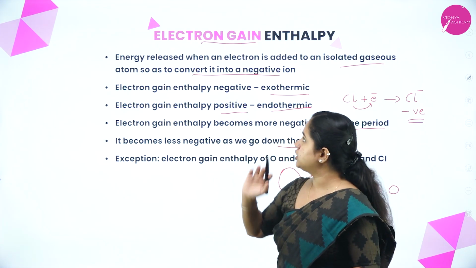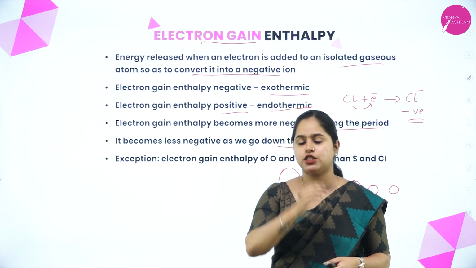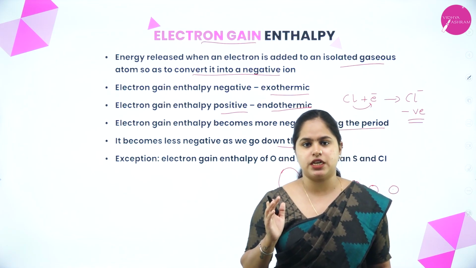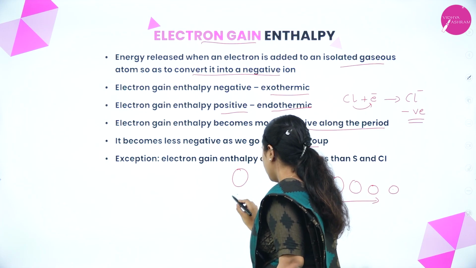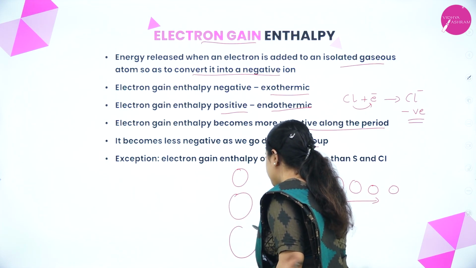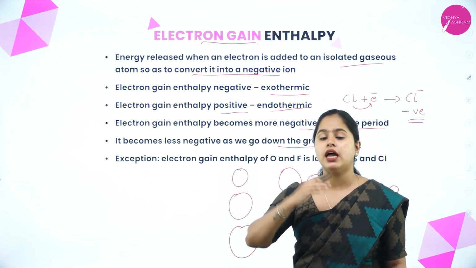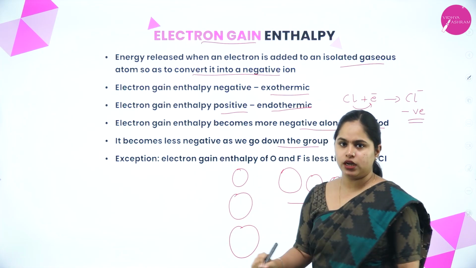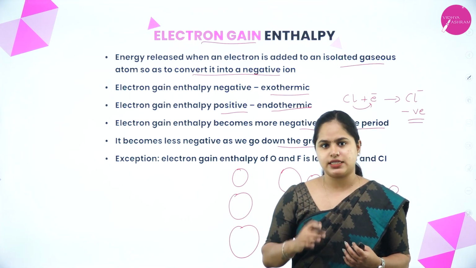So how is it related to electron gain enthalpy? Yes, as we are moving down the group, the atomic size increases. So is it easy to accept an electron? No, right? As we move down the group, the size keeps on increasing. Electron gain enthalpy is the energy released when an electron is being added onto the shell. So what happens? It is not easy to accept an electron.